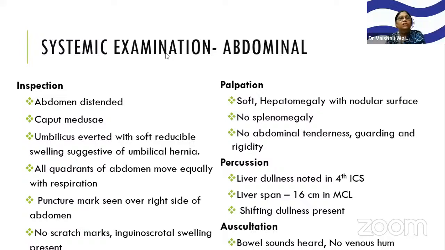Okay. So, on inspection, what are the positive findings? Abdomen is distended, so maybe ascites, and caput medusae are the positive findings on inspection. So, what is the cause for caput medusae in your patient? Caput medusae is a clinical sign of portal hypertension, where there is a shifting of blood from the portal circulation to the systemic circulation around the umbilicus. Veins are dilated, so it appears like caput medusae. This is the shunt between the epigastric and the umbilical vein.